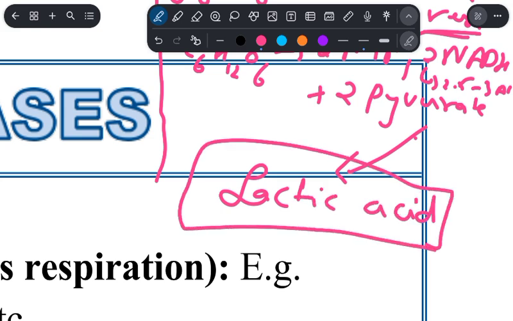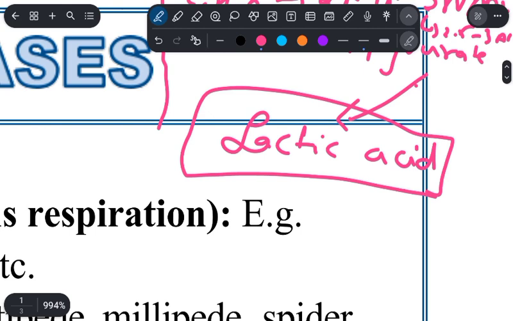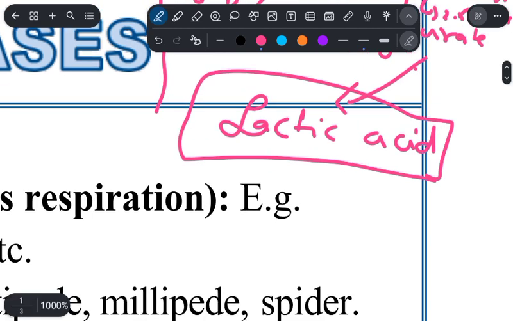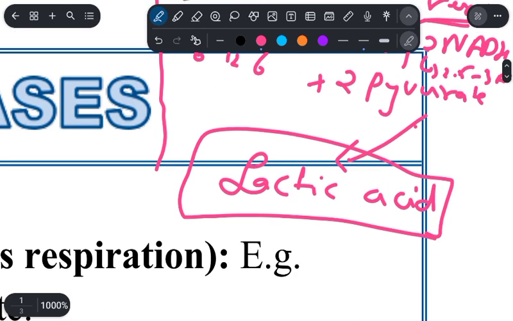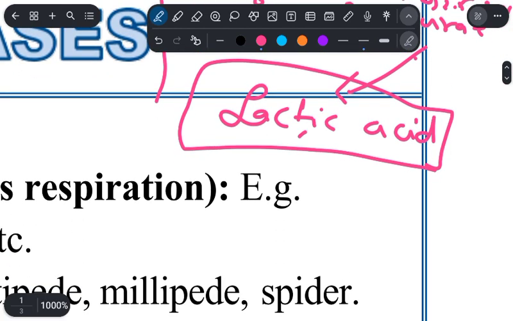Basically, it is the best mechanism to save our muscles, because our muscles can't survive in anaerobic conditions. So that's why this is a kind of defense mechanism. That's why lactic acid forms and it accumulates in our muscles.